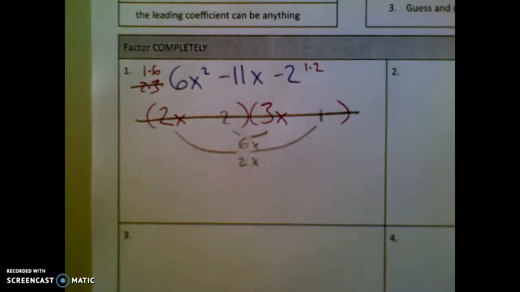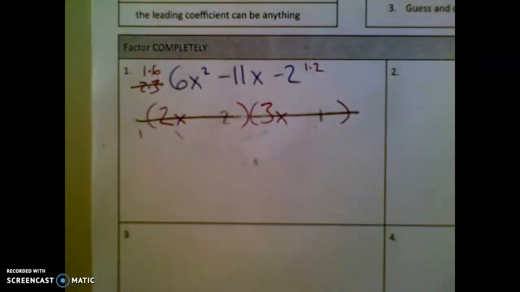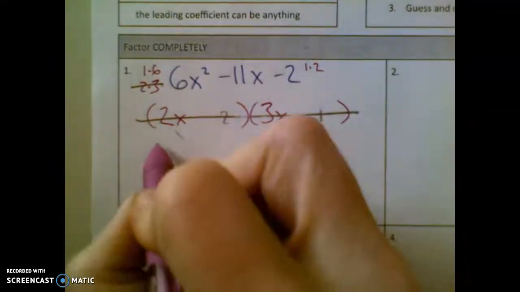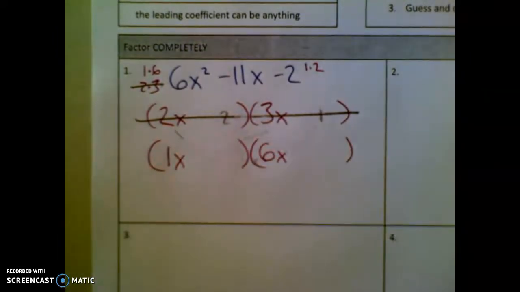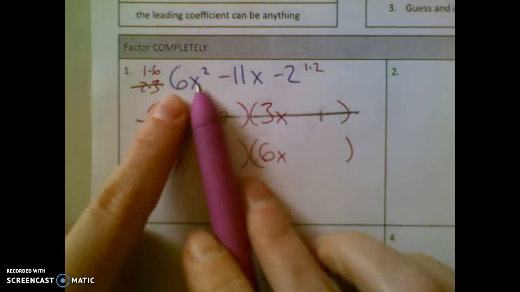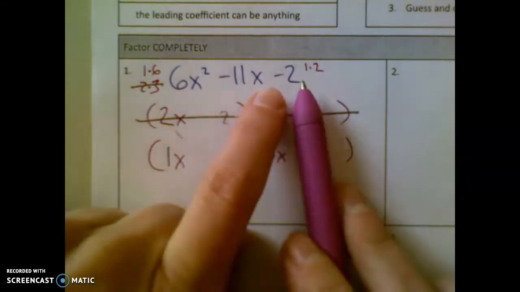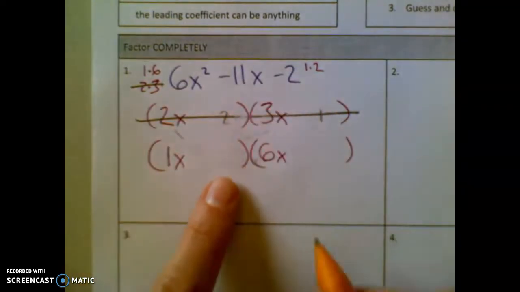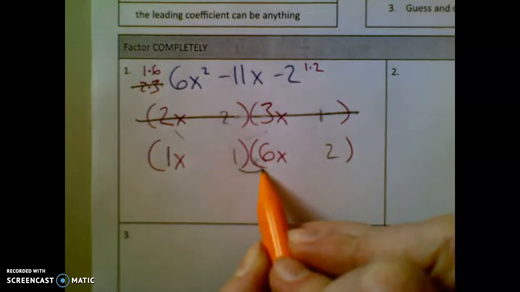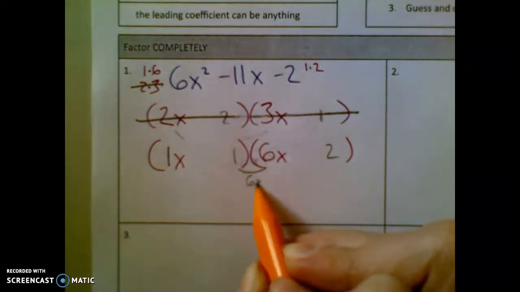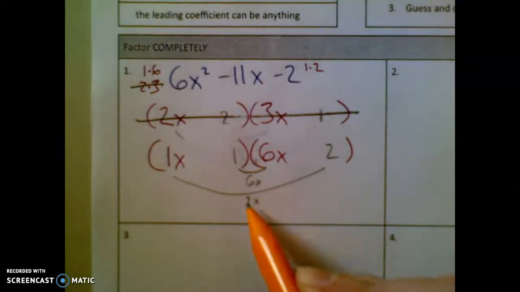So my next combination, let me go ahead and erase this so I have some room. My next combination is to try the 1x and the 6x. And again, what we're doing here is we're forcing this first term. 1x times 6x is 6x squared. We forced that term. Then we're trying to force this last term. So I'm going to try a 1 and a 2. Check your inner product. 1 times 6x is 6x. Check your outer product. 1x times 2 is 2x. Can 6x and 2x give me 11?